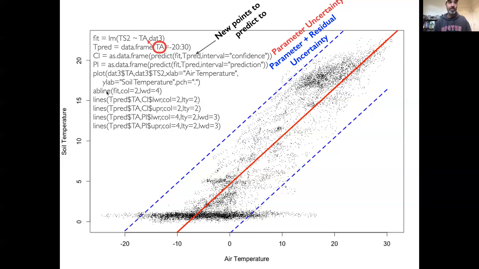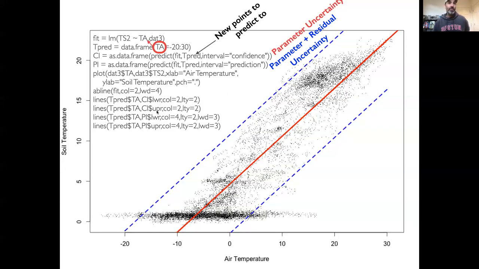I talked about this in the regression lecture. The abline function, if you pass it a regression object, will draw the regression line. I set color equals 2 to make that red. I'm setting line width equal to 4 to make it a nice thick line. The next two lines are drawing the confidence interval.